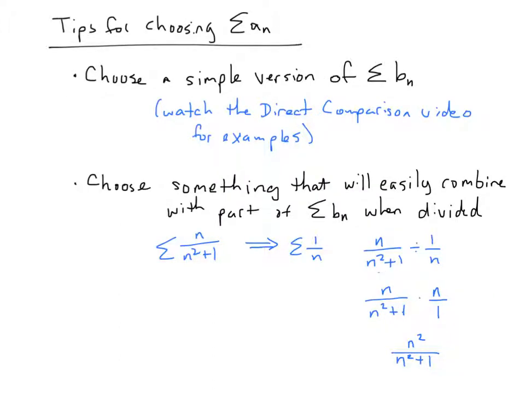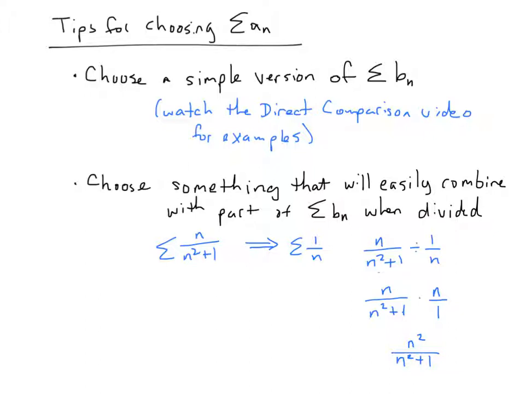The tips for choosing the series An are fairly similar to how you would choose it for the direct comparison test. There are just a couple little variations on this. So the first one, choose a simple version of the series that you're given. That is covered pretty thoroughly in the direct comparison video, so if you need a reminder, feel free to watch that one.